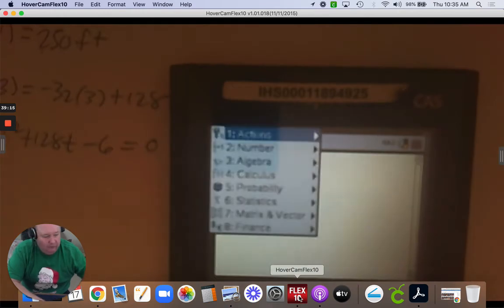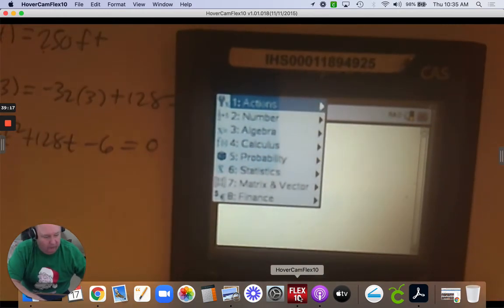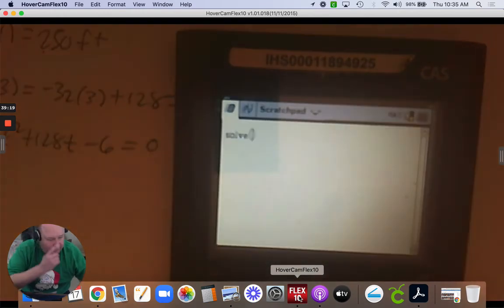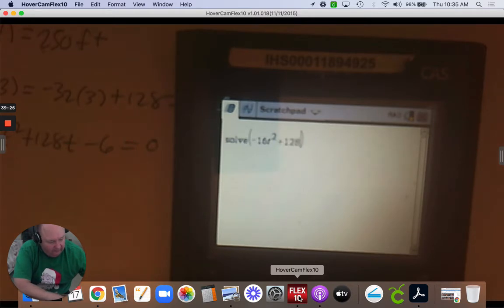Press menu. It's an algebra question. So go algebra, solve it, and then you type in negative 16t squared plus 128t, subtract 6 equals 0, comma t, and that's it.